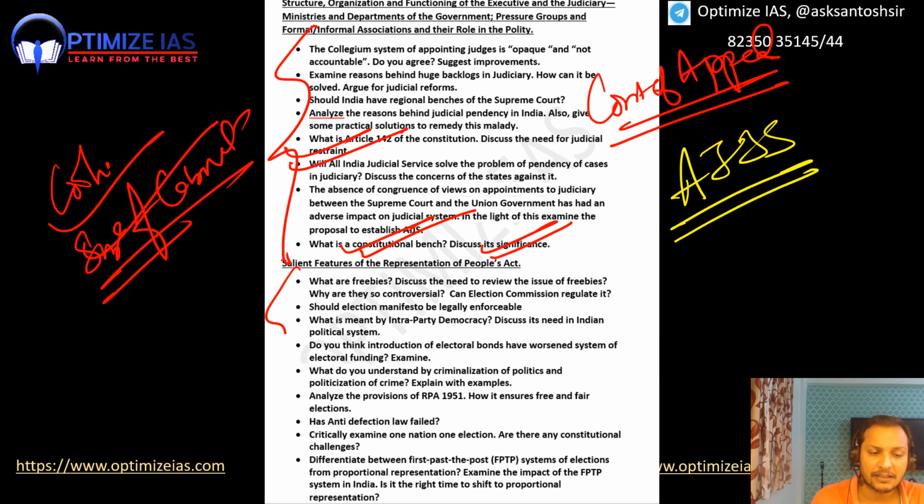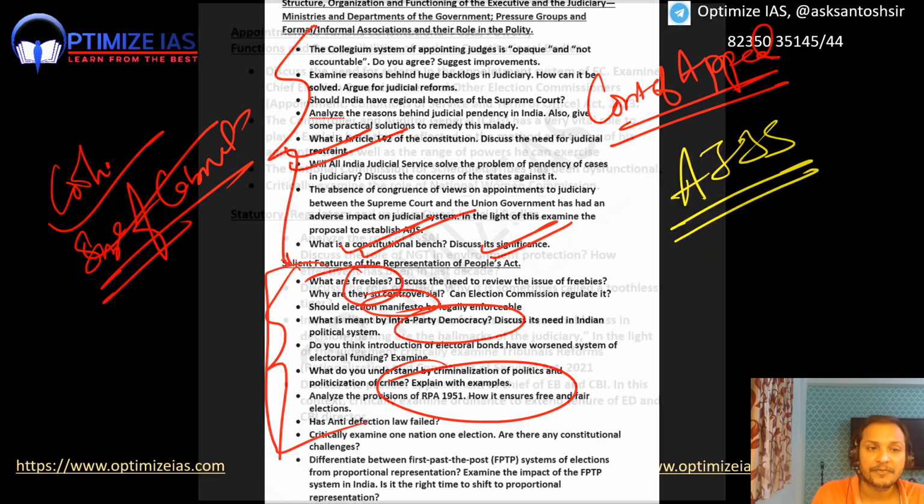From the RPA Act, question can be on freebies. Question can be on election manifesto. Question can be on inner party democracy. Or question can be on criminalization of politics. So these are some important topics you can get from the RPA.